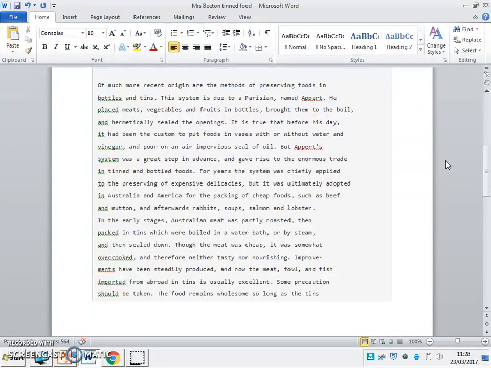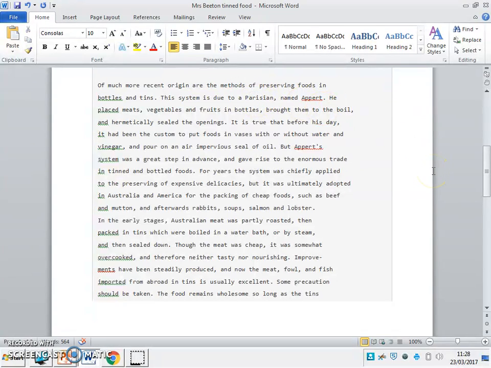This system is due to a Parisian named Appert. So we know that. It's due to a Parisian. Now, if you didn't know where Paris was, you could guess it's where he comes from, and that's his name. You don't have to be able to say any of those things out loud. You're in an exam, you shouldn't be talking. But you just know that that's his name, and that's where he comes from.